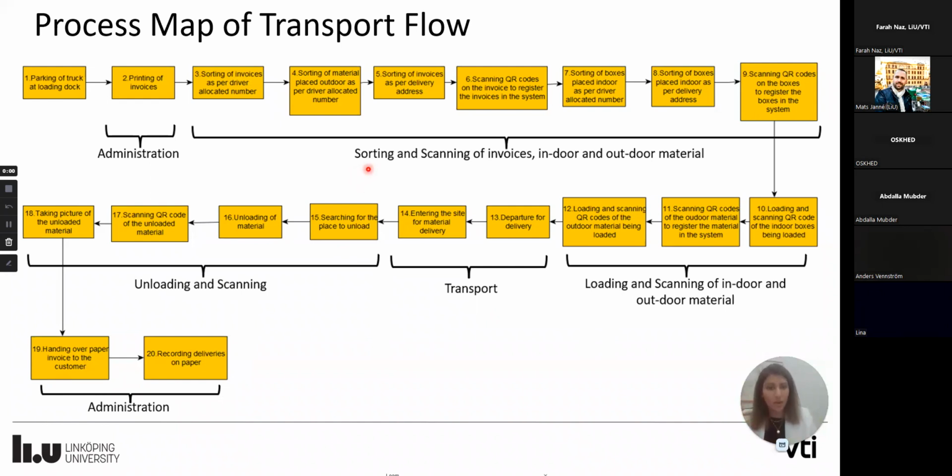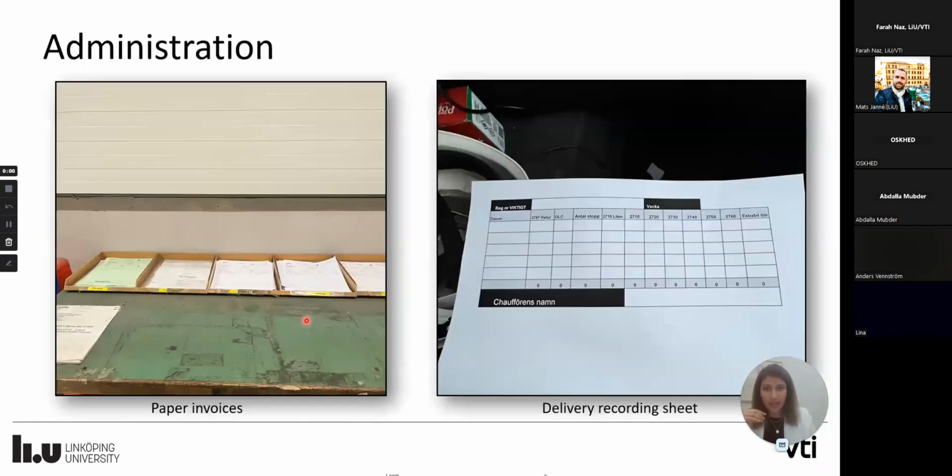Then there is sorting and scanning of invoices, and of indoor material as well as outdoor material. The next category is loading and scanning, also for both indoor and outdoor material. Then there is transportation, and unloading takes place at the customer construction sites, and scanning also takes place there. But I will go into further detail of this flow in my coming slides. Here I want to show some pictures, because they will give a very good idea of the process map and the flows.